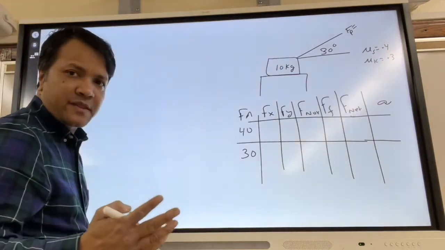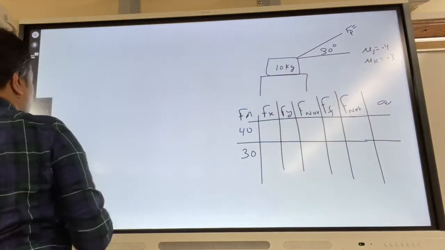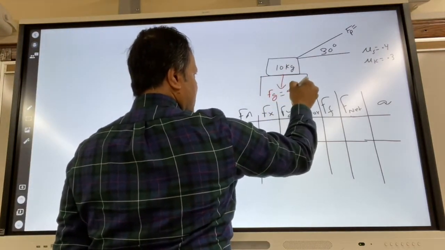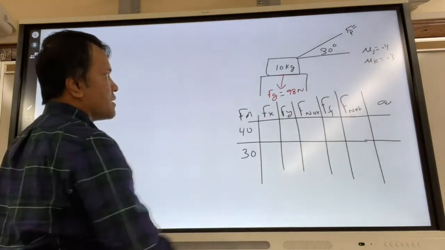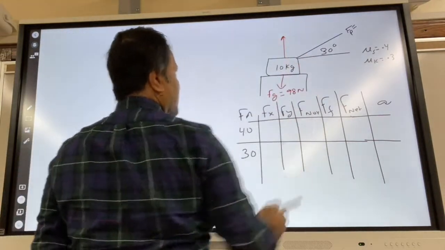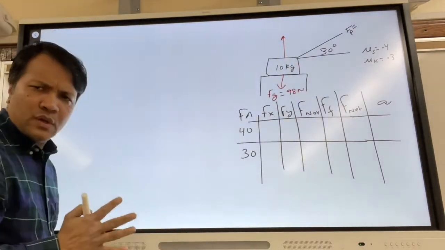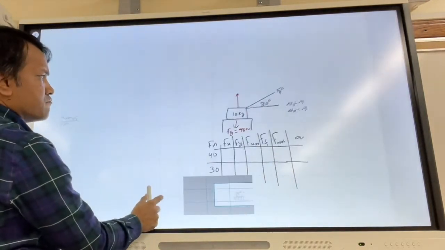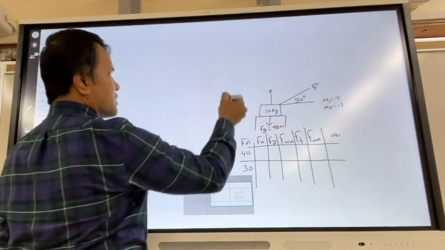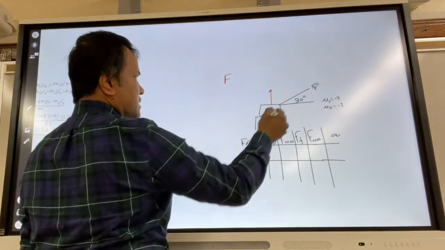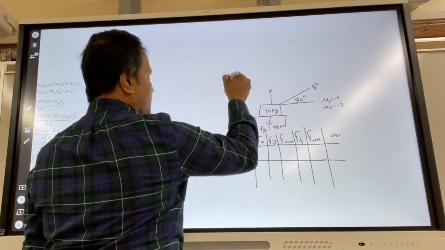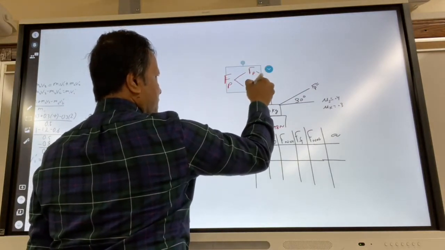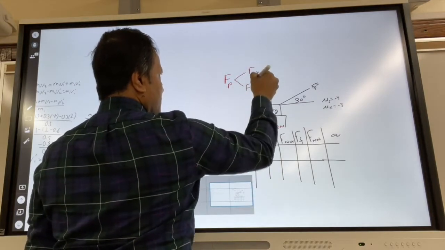So let's find the weight first. The weight would be, again, Fg is 98 Newton. The normal force would be tricky over here. There would be an upward force. So to find the normal force, we have to be really careful. What we're gonna do is write both components of the pulling force, Fpx and Fpy, all right?